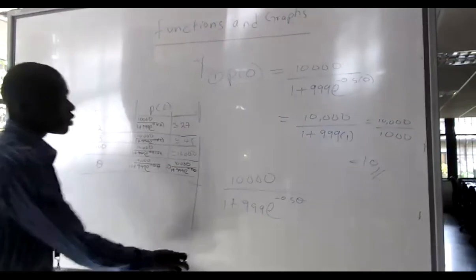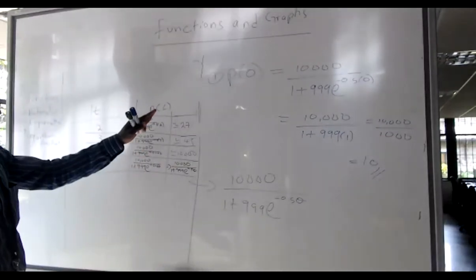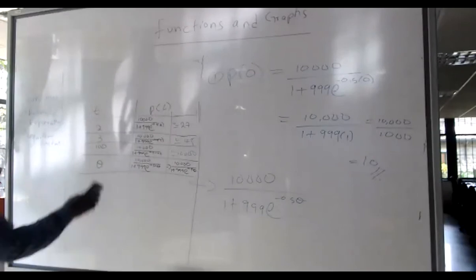So if you're asked to compute the number after some days, just replace the number with the variable that is given.